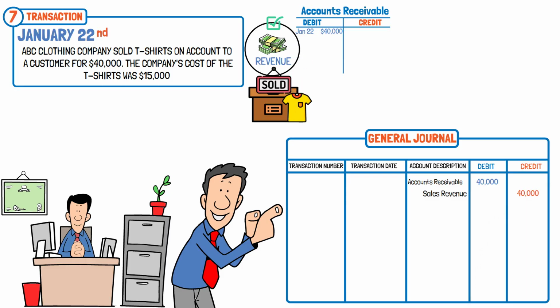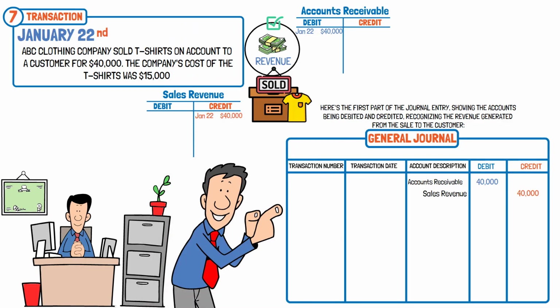Here's the first part of the journal entry, showing the accounts being debited and credited, recognizing the revenue generated from the sale to the customer. Before proceeding to the next transaction, we need to confirm that the total of the debit column, $40,000, equals the total of the credit column, $40,000. In this case, the totals match, ensuring the entry is balanced.